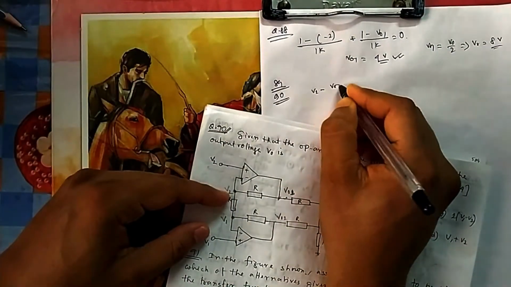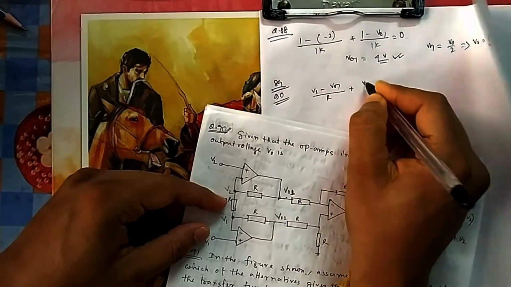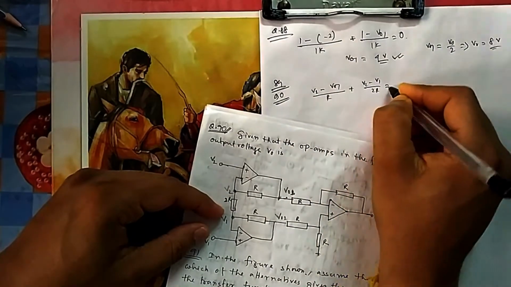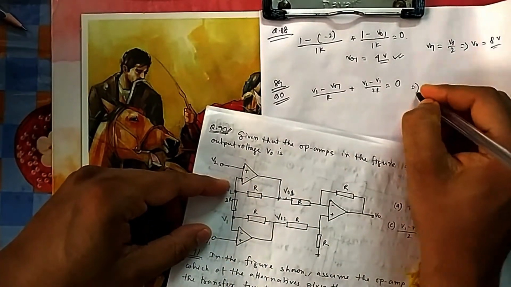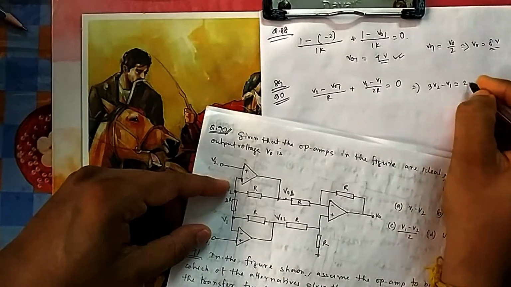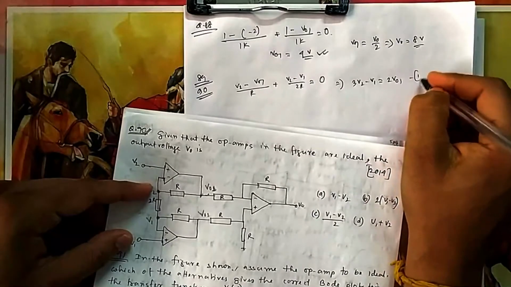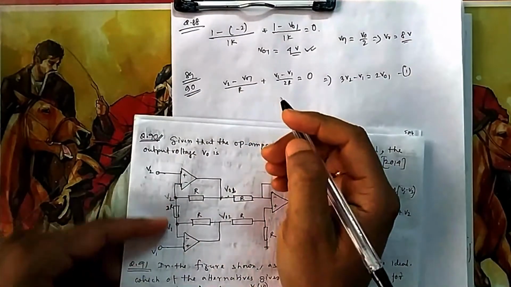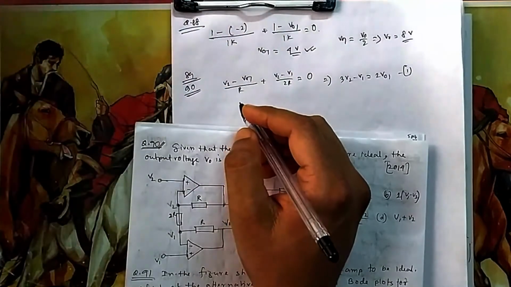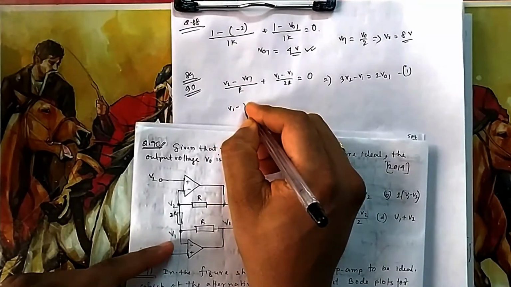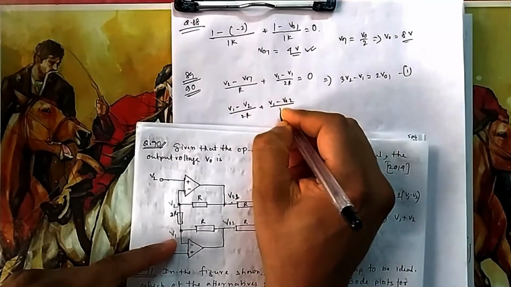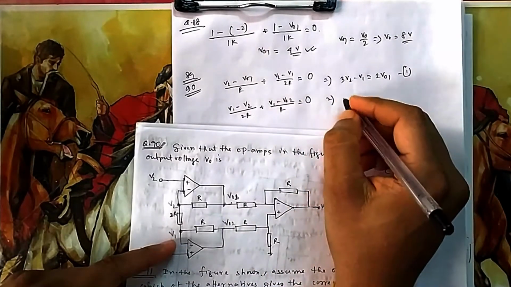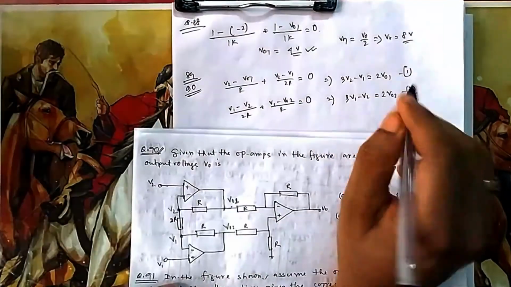So if I start with the first nodal here, what will be the nodal? V2 minus V01 divided by R plus V2 minus V1 by 2R will give me 0. This current plus this current is equal to 0; no current is flowing through this. If you solve this, I am directly writing 3V2 minus V1 will give you 2V01. That is my equation 1. Next I will take nodal here again: V1 minus V2 by 2R plus V1 minus V02 by R is equal to 0, which will give you 3V1 minus V2.